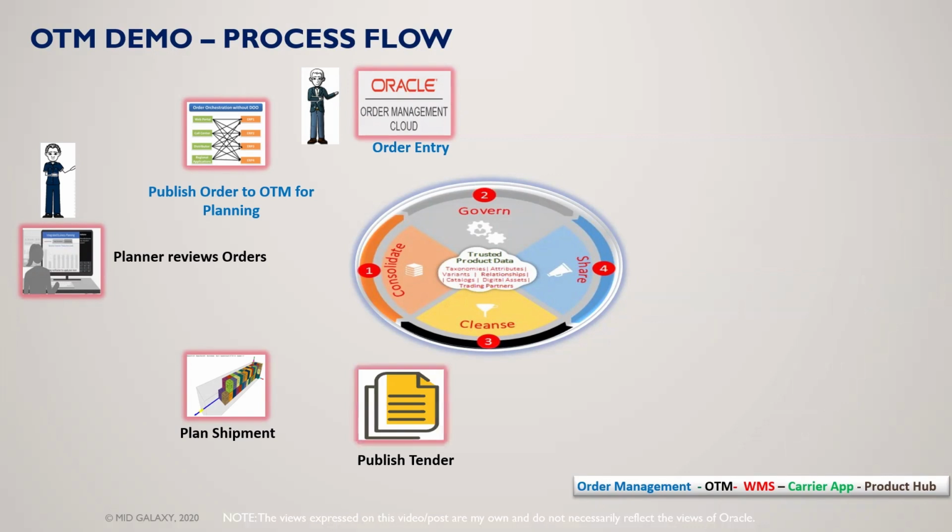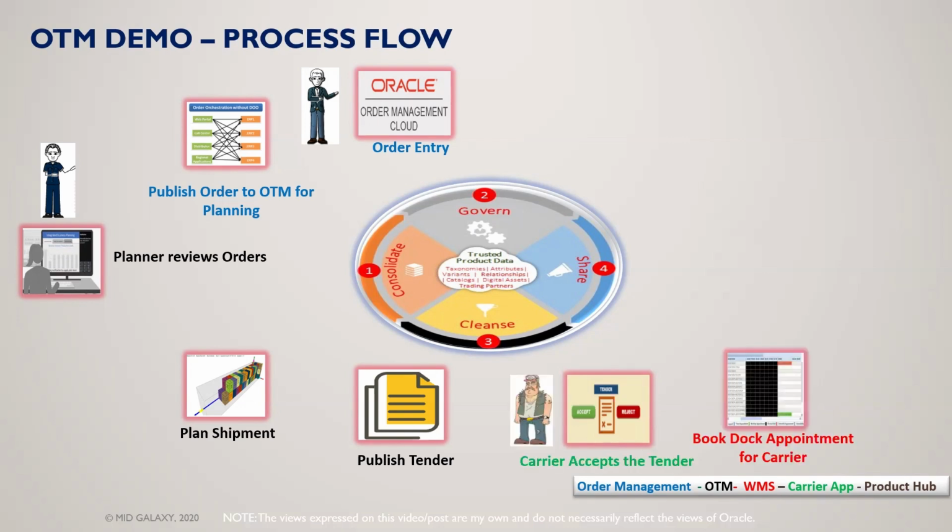And then, based on the contract they have with the carriers, they publish the tenders to the carriers. Once the carrier accepts the rate and the dates, they accept the tender, and the carrier will come and pick up the shipment, using WMS cloud when you book a dock appointment for the carrier. Once the carrier picks up the shipment, he or she sends the status back to the end customer that the shipment is picked up. This will be the estimated delivery date and estimated arrival time.